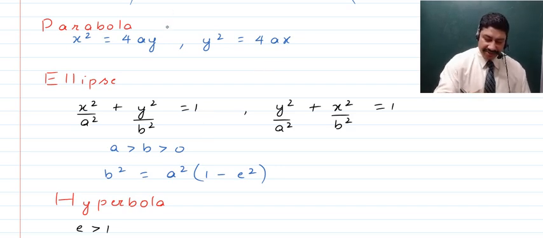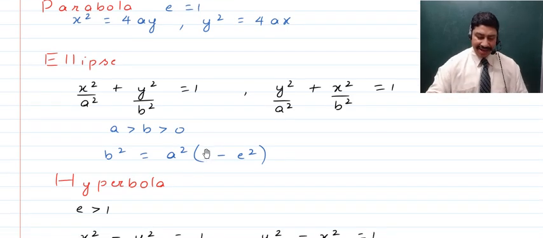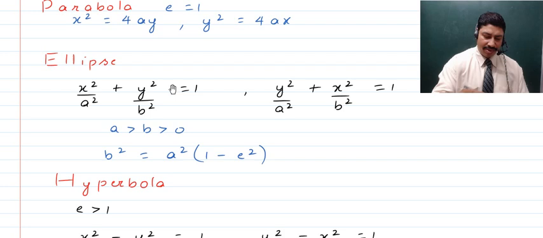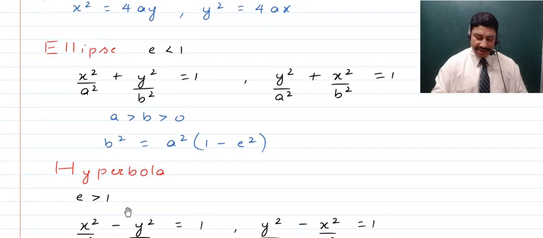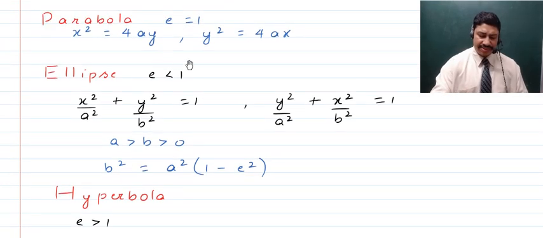That is, the eccentricity of a parabola is 1, right? The eccentricity of an ellipse is less than 1, and the eccentricity of a hyperbola is greater than 1. Then we talked about the equations, right?